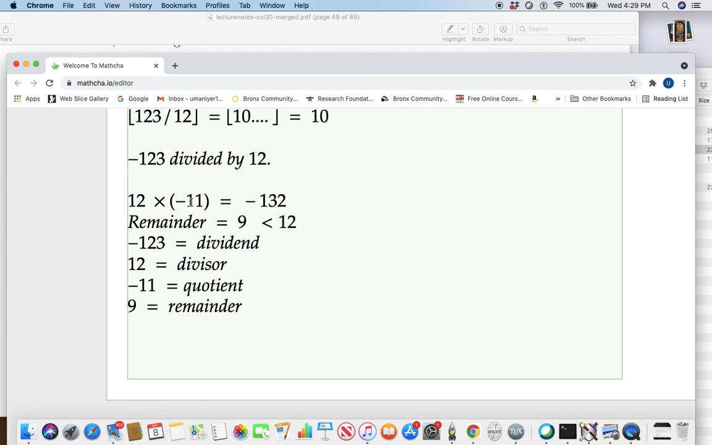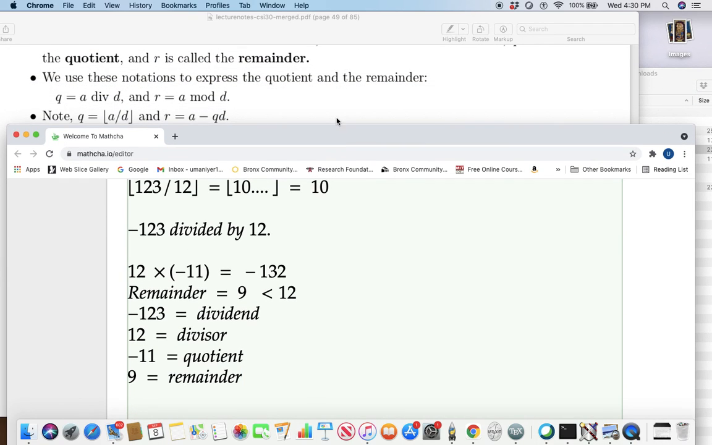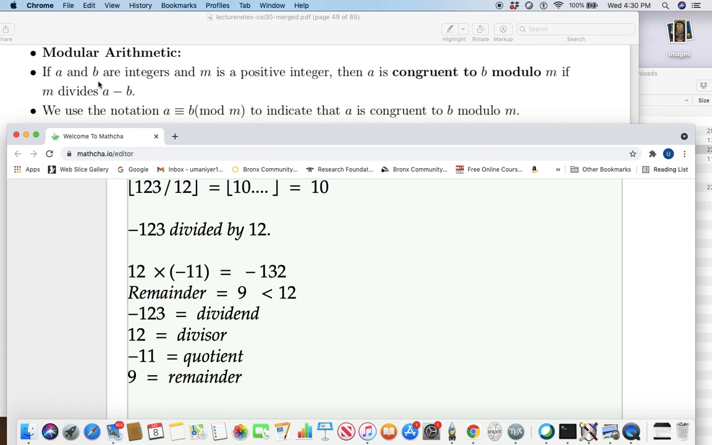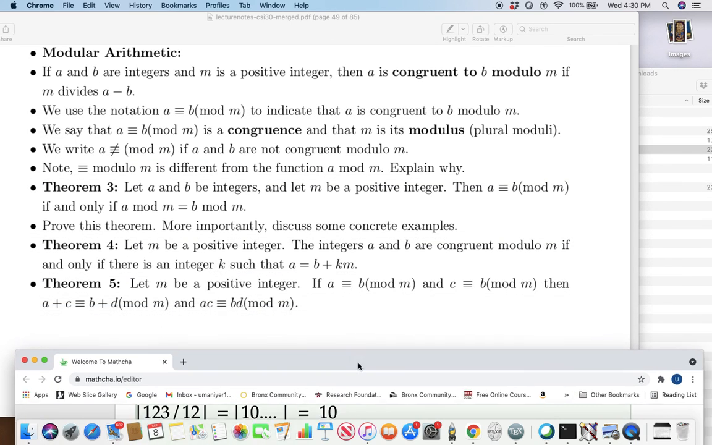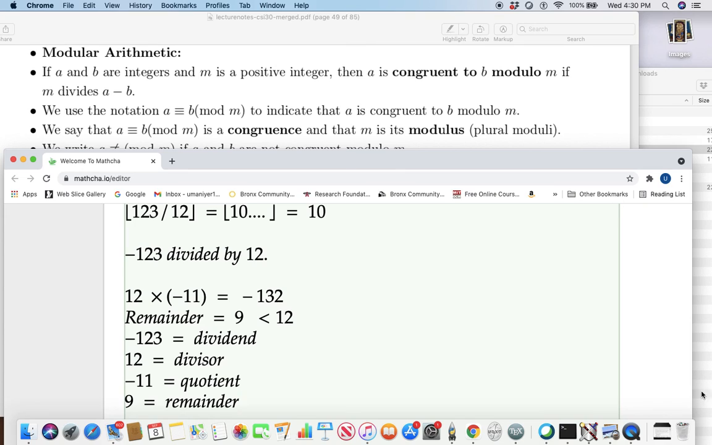All right. So be very mindful. Negative number when you're dividing by a divisor, you will have to go a little more farther to the left so as to get a remainder which is non-negative. All right. So, which brings us to modular arithmetic. Let's look at modular arithmetic in our next video.